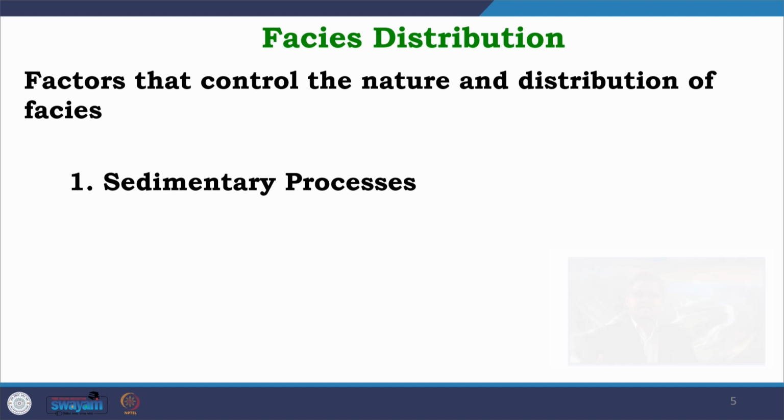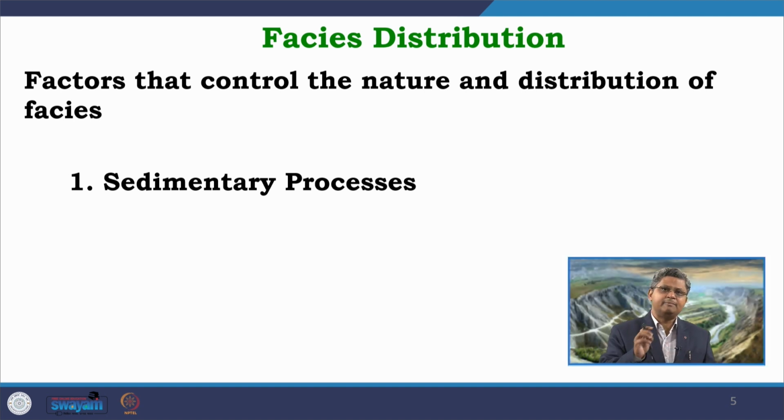So, sedimentary processes are one of the key control factors that will decide what will be the nature of the facies and what will be the distribution of the facies in different parts of the sedimentary environment or the basin.